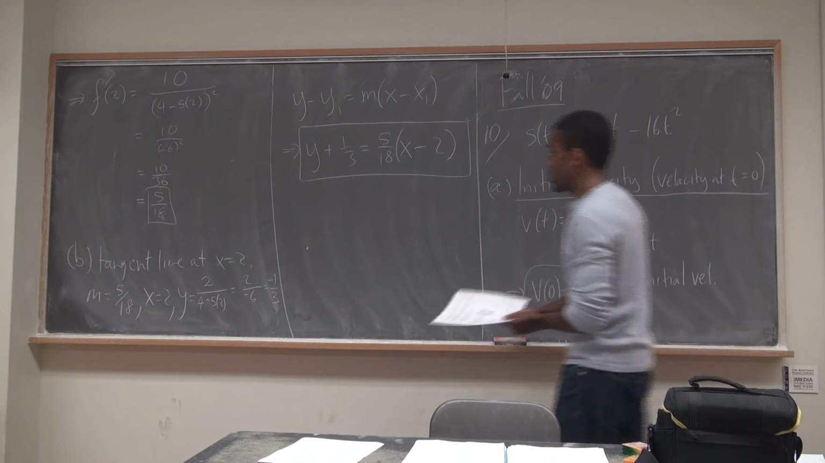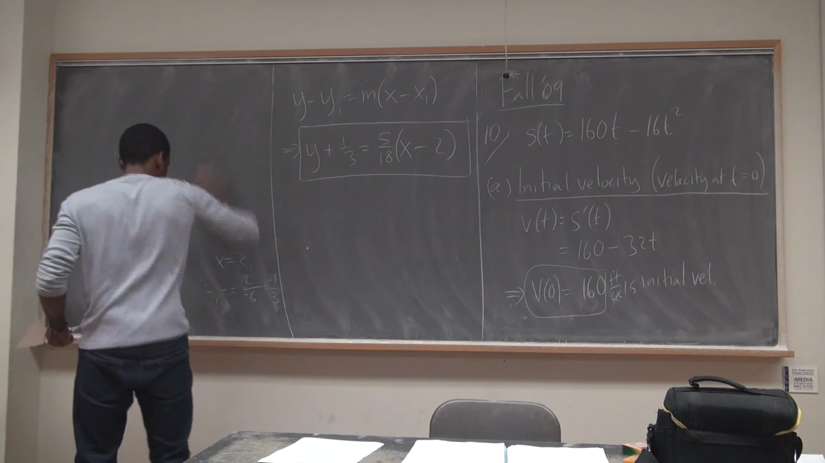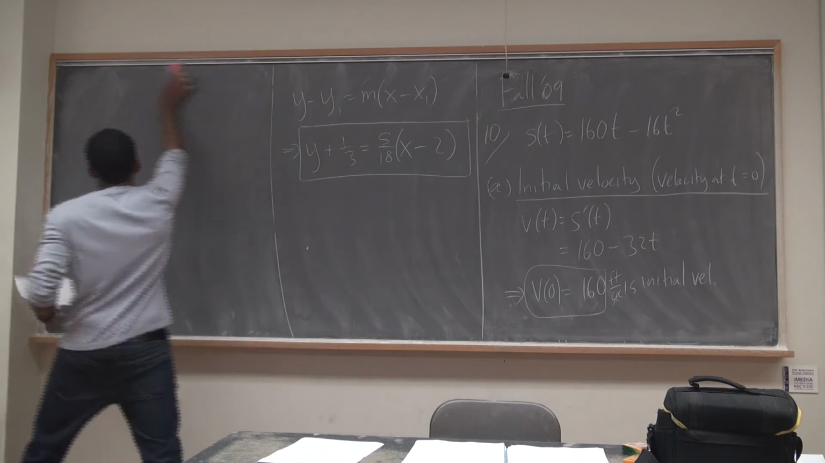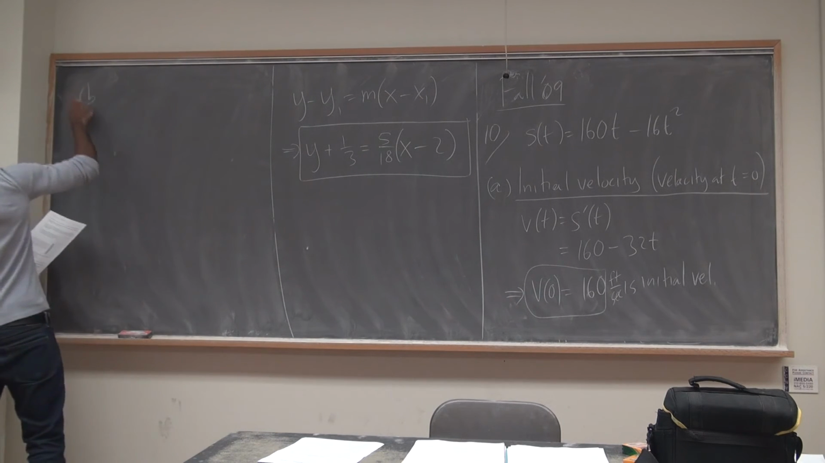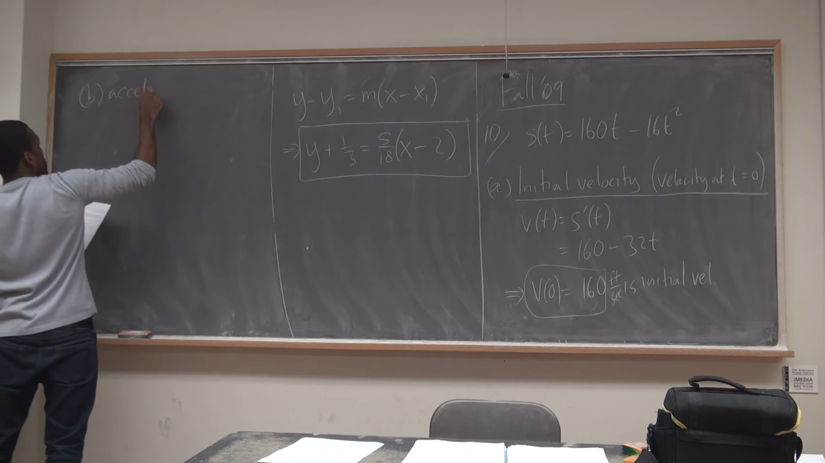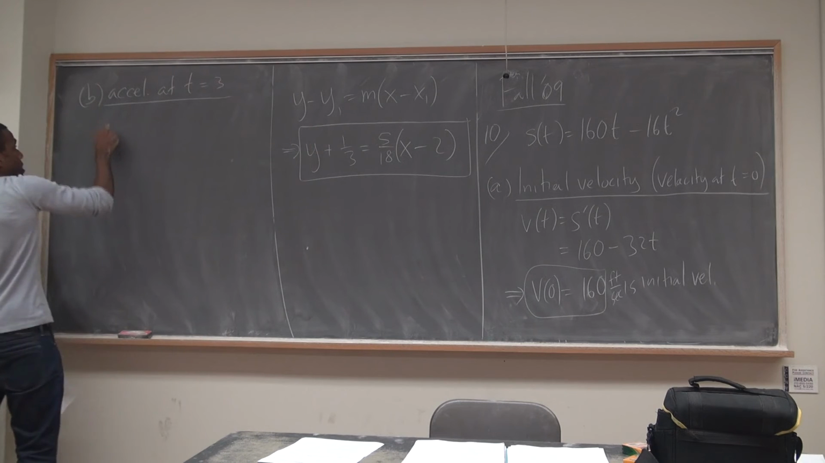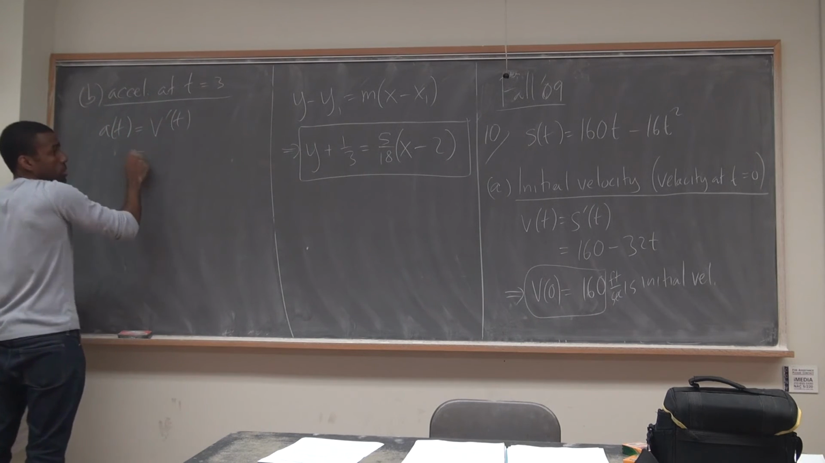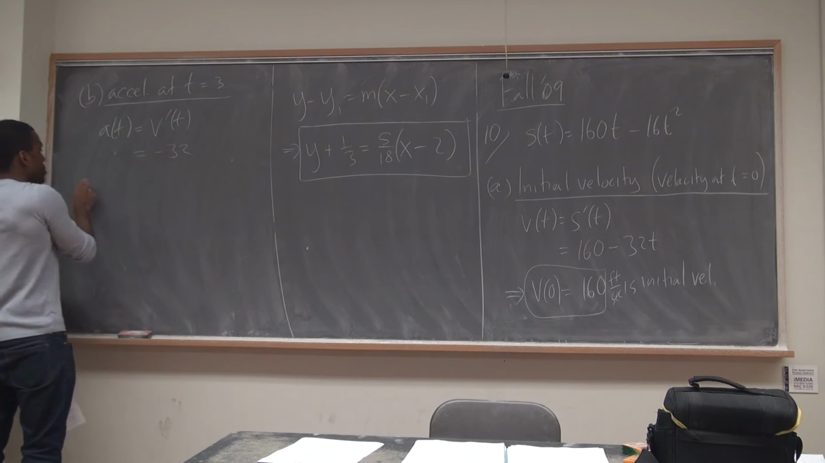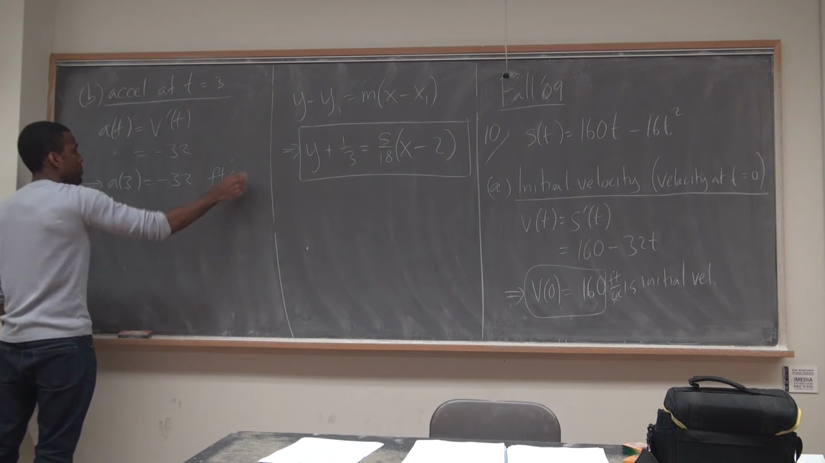What is the acceleration when t equals 3? That's the double prime of the original, or the derivative of the velocity function. So first I find the acceleration function, which is just the derivative of my velocity function, just negative 32. So the acceleration at 3 is just minus 32 feet per second squared.